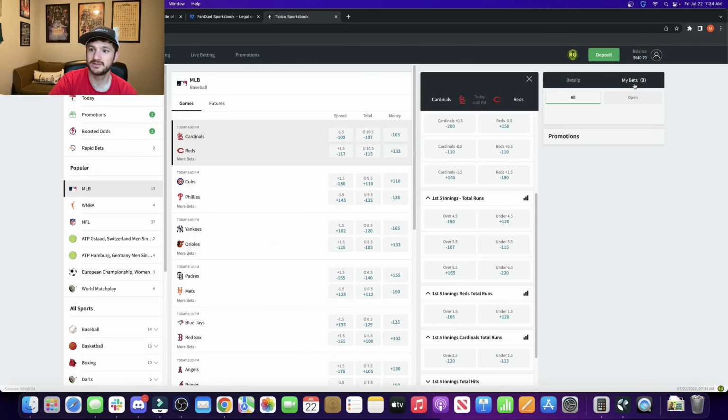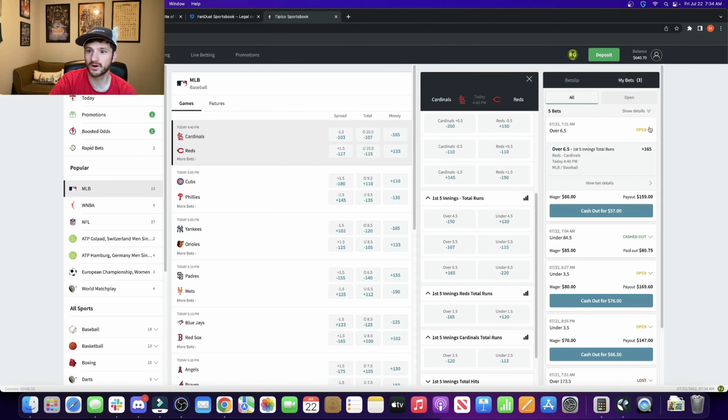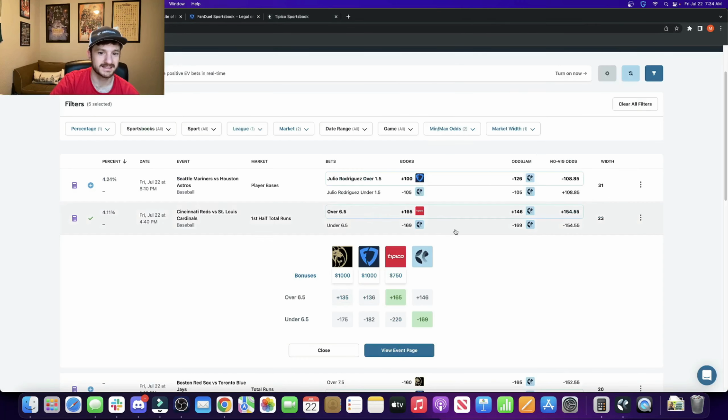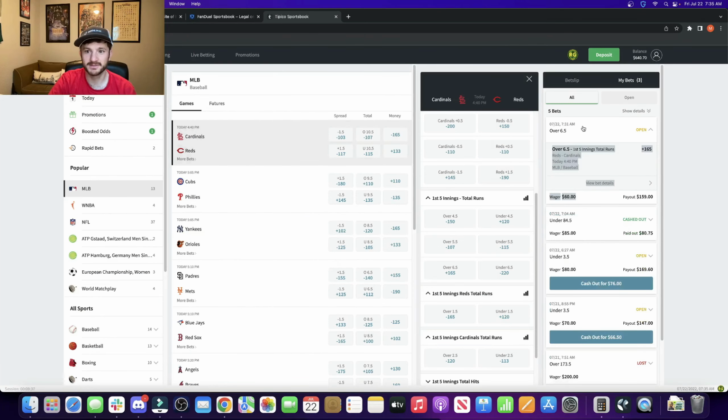Again, it was about a 2-unit bet, just over a 2-unit bet. I put $60 on it: Cardinals Reds over 6.5 first half runs. This is going to be the only bet that I have for you today. First half over 6.5 in the Reds versus Cardinals. Definitely recommend tailing it. It's about a 2-unit bet, 2.5 units, and that's all I got for you.